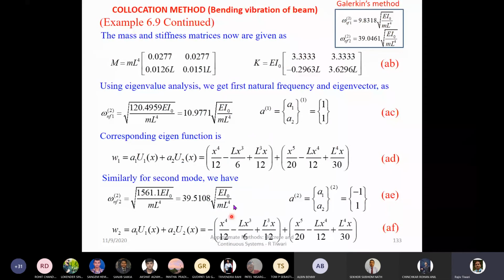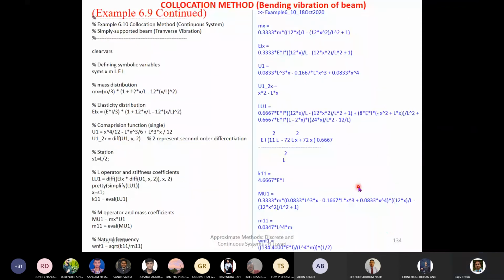Anyway, so this is the collocation method for the bending of beam case. This is the code for the same thing, in which now differentiations and integrations are not involved, just substitutions are involved. This has been shown for only one, K11 M11. For other K12 and other terms, this can be extended.